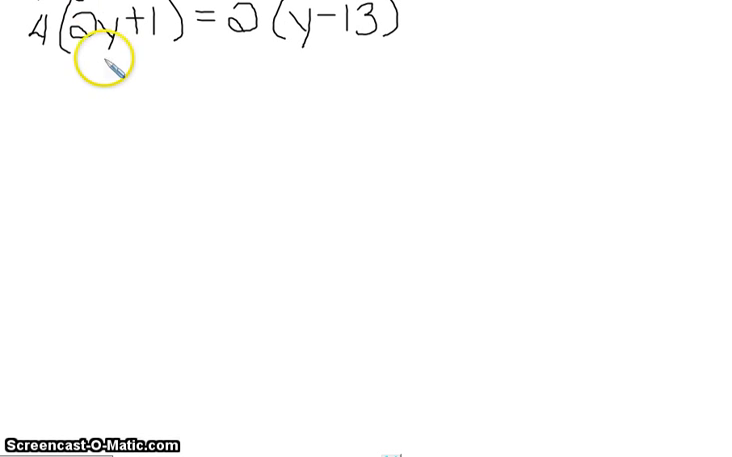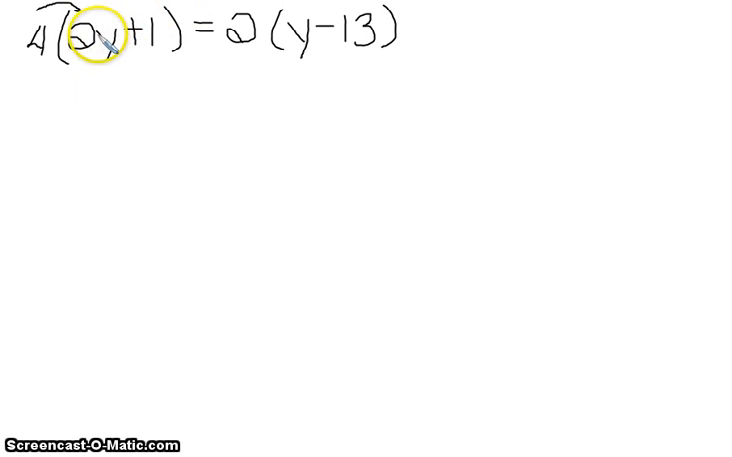So 4 times 2y gives us 8y. And then we have 4 times 1. That's easy. 4 times positive 1 is positive 4, but be very careful. People do make a mistake there. They just write a 1 down because they forget about multiplying by 4, so be very careful.